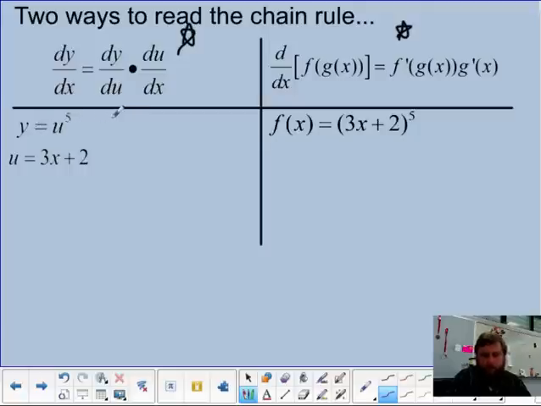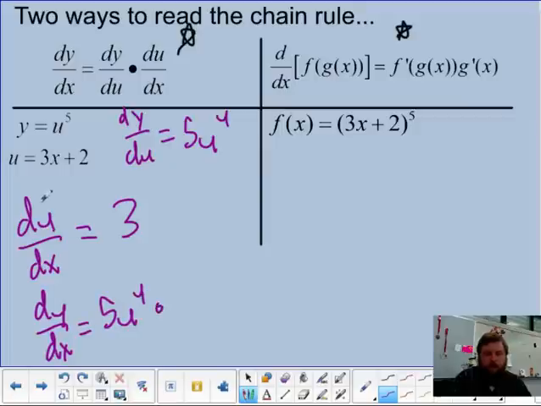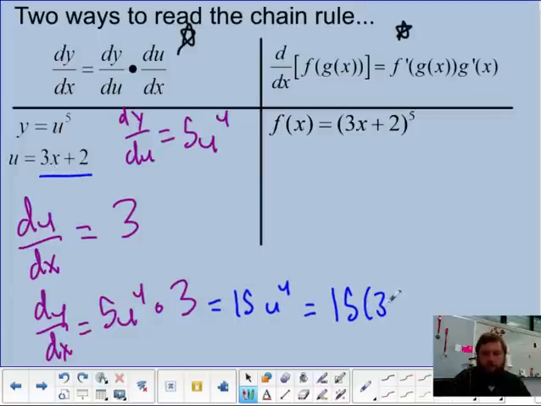If I had y equals u to the fifth, then dy/du, the derivative of y with the variable u as input, is going to be 5u to the fourth power. Now, the derivative of u equals 3x plus 2, so du/dx, the function u with respect to x, is going to be 3. Plugging both of those in, dy/dx is dy/du times du/dx, so 5u to the fourth times 3. That u we can substitute in, so that's 15u to the fourth, and substituting 3x plus 2 for u, we can write that as 15 times (3x plus 2) to the fourth power. All right, and there's our answer.